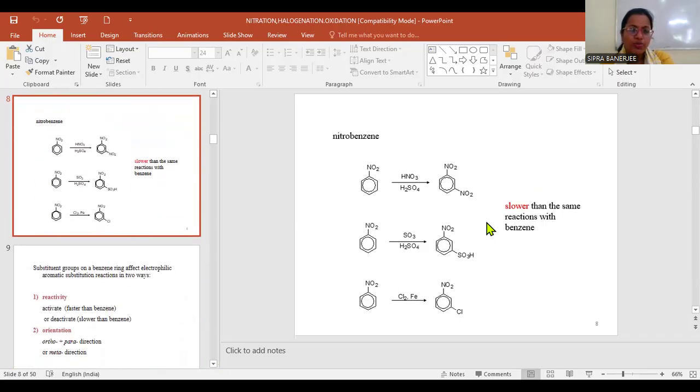Next we are going to nitrobenzene. So this nitrobenzene also forms different types of products: meta-dinitrobenzene, in the case of sulfuric acid, nitrosulfuric acid, chloronitration, chloronitrobenzene. These are slower than the same reaction with benzene. So they have smaller reactivity.